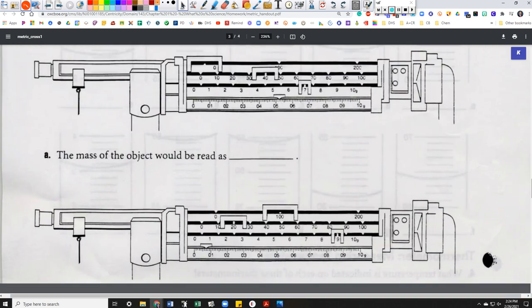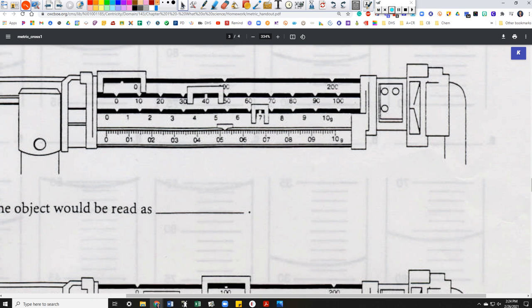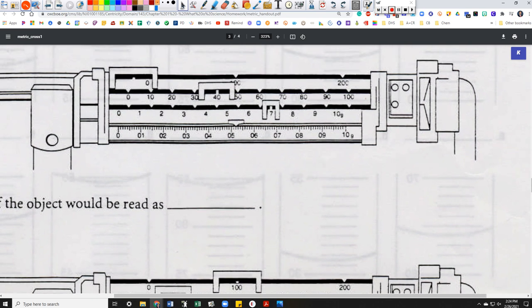So what is the proper name of this little tool? Isn't that the triple? Did I give you one of these? I was doing the test. Okay. It's a triple beam balance. Where do you see these in real life?